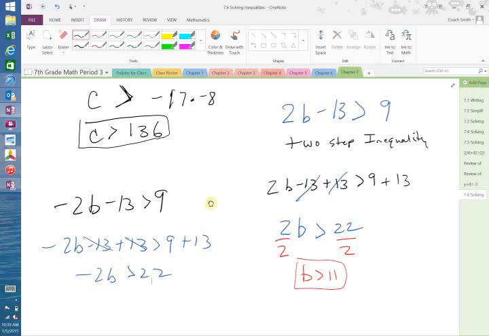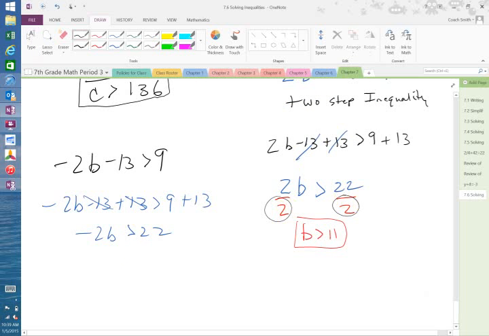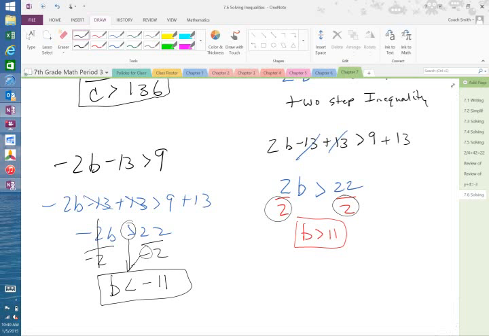I do the same thing here. I divided by 2 before, so I divide by negative 2 to both sides. That cancels, leaving me b. I divided by negative 2, so I must do the reverse of greater than, which is less than, and that would be negative 11. So you would get b less than negative 11 instead of b greater than 11. Because of the one negative sign, this changes.